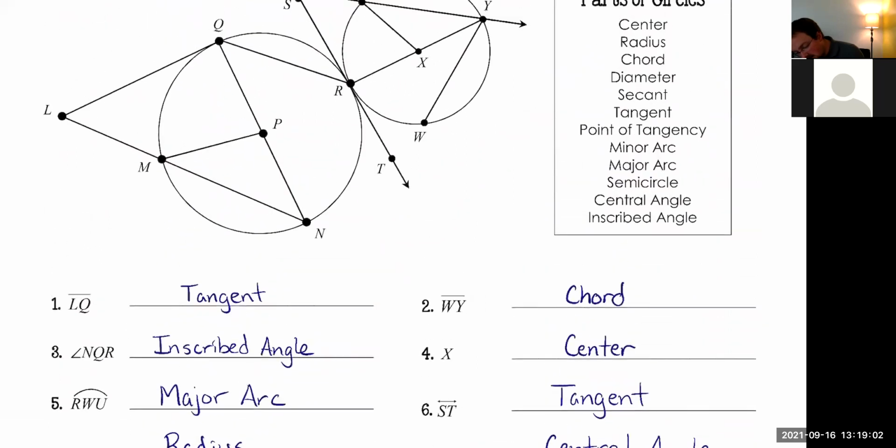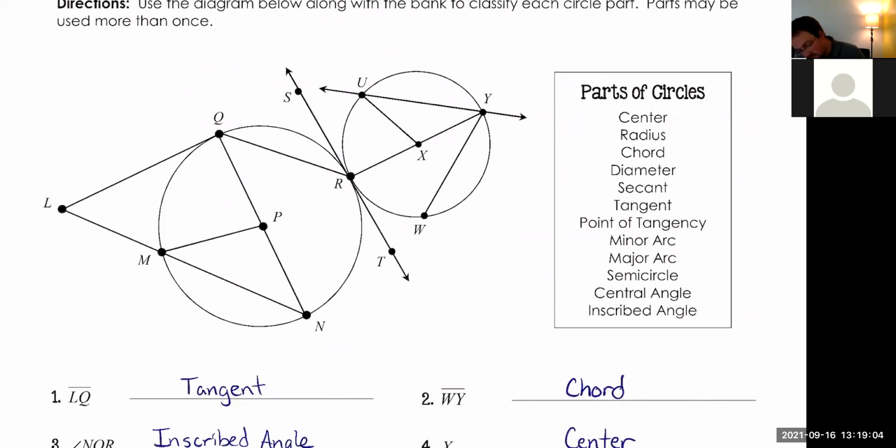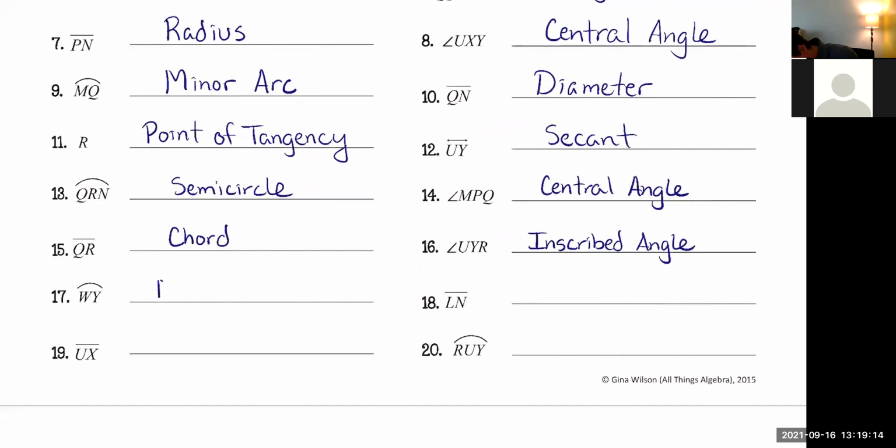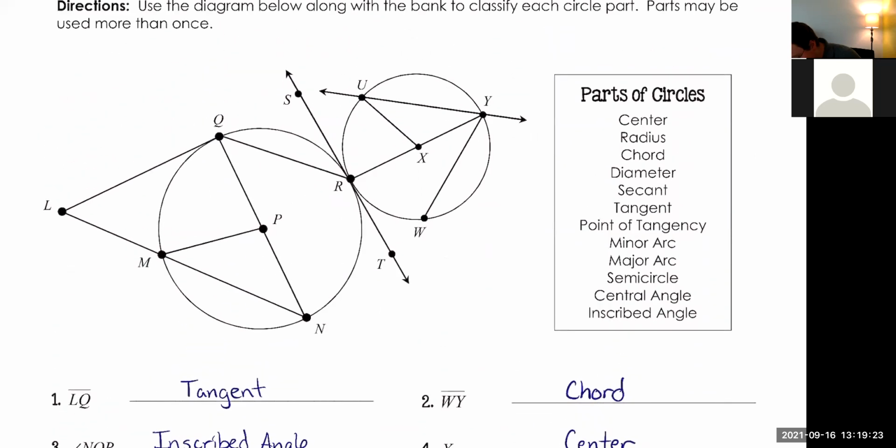Then we have arc WY. Chord. Ooh, careful, arc. It'd be a minor arc because it's less than 180 degrees. Segment LN.